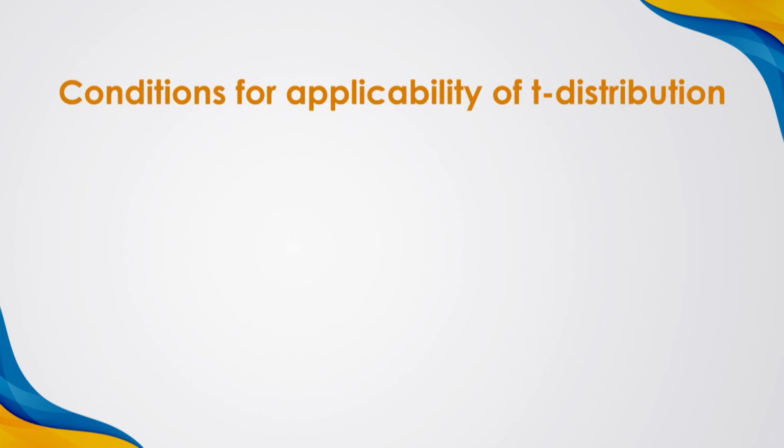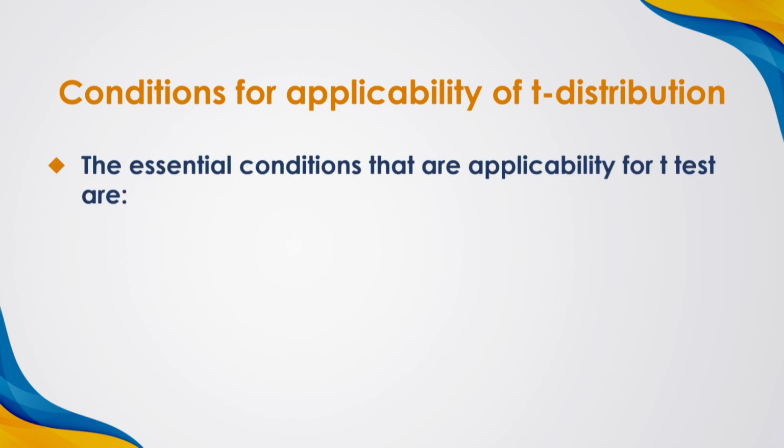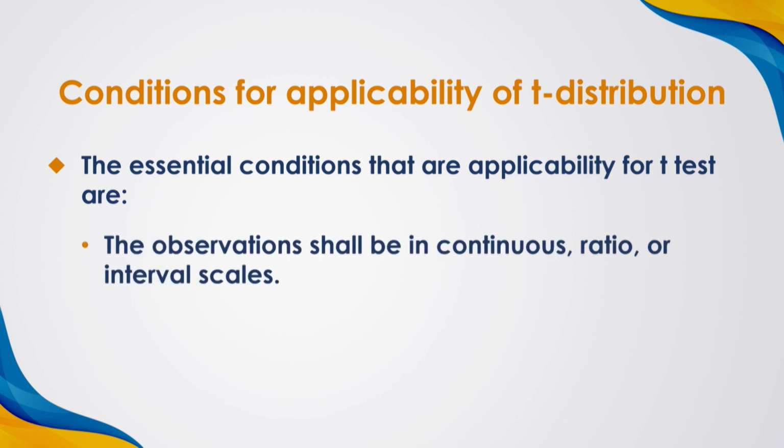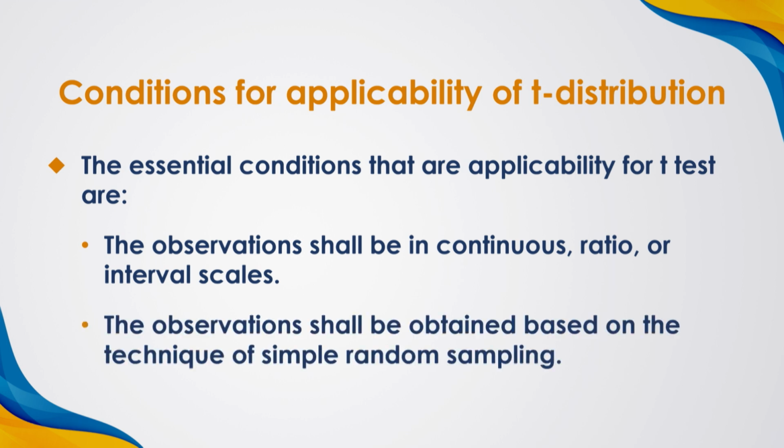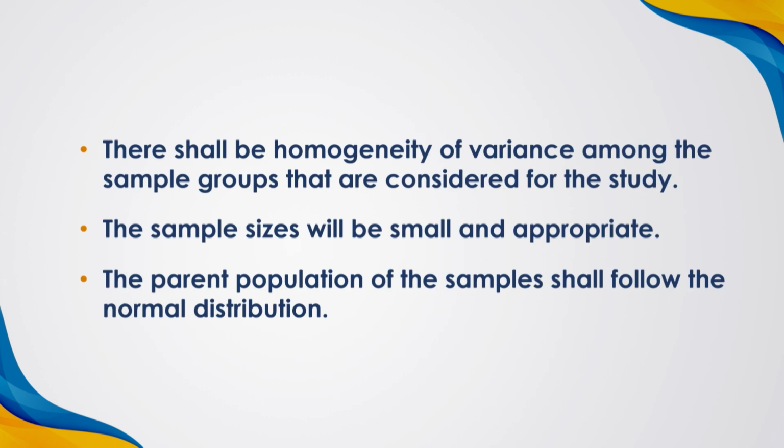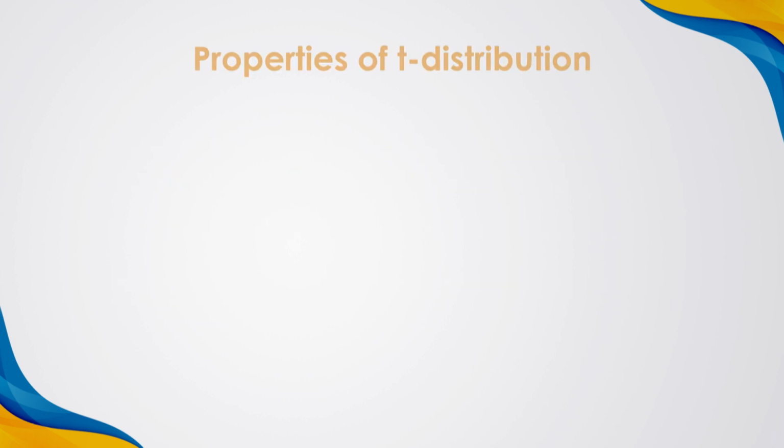If you are going to make use of Student's t distribution, there are certain conditions that are supposed to be followed. So, let us discuss the conditions for applicability of Student's t distribution. The essential conditions are: the observations shall be continuous, with the continuous scale being either ratio scale or interval scale. The observations shall be obtained based on the technique called simple random sampling. There shall be homogeneity of variance among the sample groups considered for the study. The sample sizes will be small and appropriate. The parent population of the sample shall follow the normal distribution.